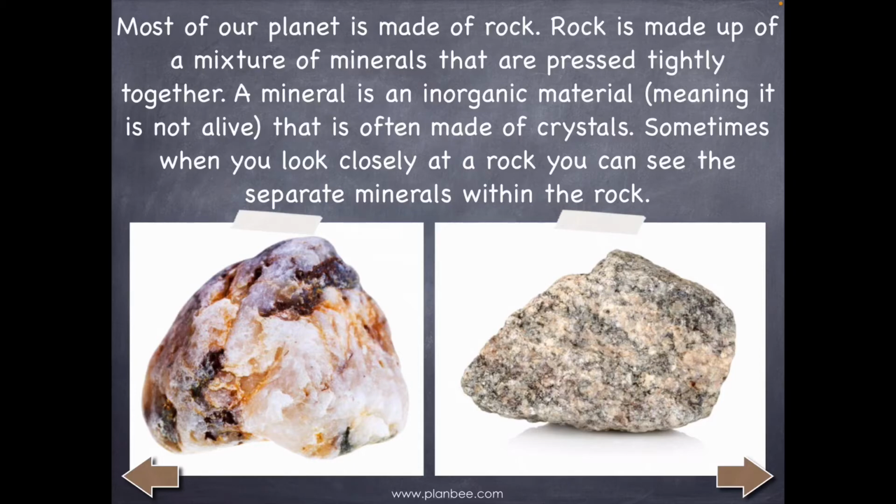In the picture on the left, we can see the mineral quartz. So that is quartz, which is a crystal. And on the right is the rock diorite. Now, if we looked very closely with a microscope at the diorite, we would be able to see some little quartz minerals in there. So a rock is made up of lots of different minerals that have all been squeezed together over a very long time.